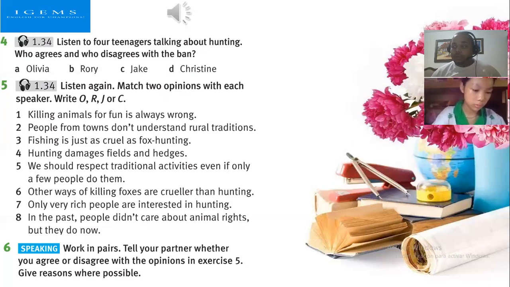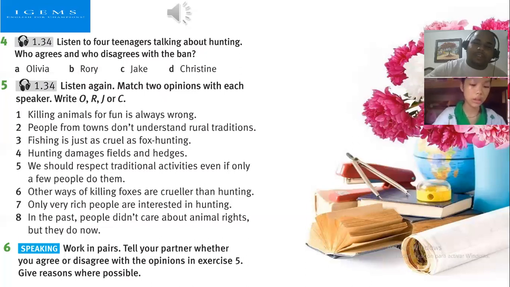And the silly thing is, we do need to control the number of foxes, because they damage farmers' fields and eat their chickens and lambs. Without hunting, farmers have to shoot foxes, and that's probably crueler than hunting, because the foxes die more slowly. It just doesn't make sense to me.